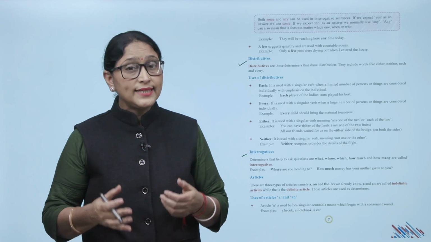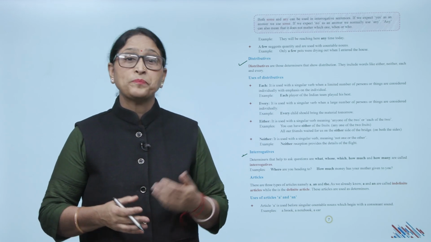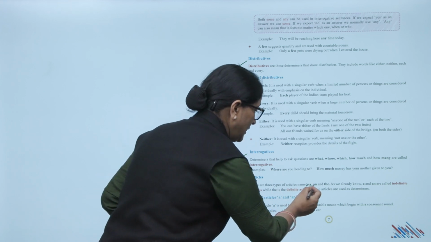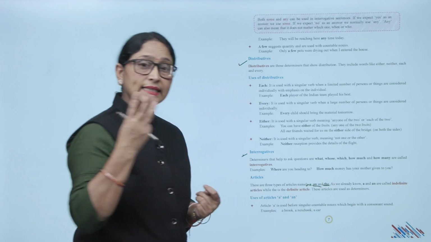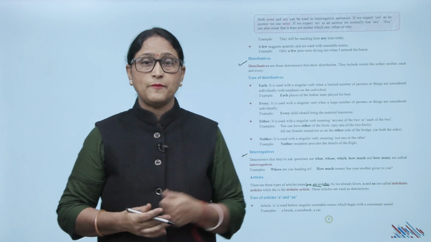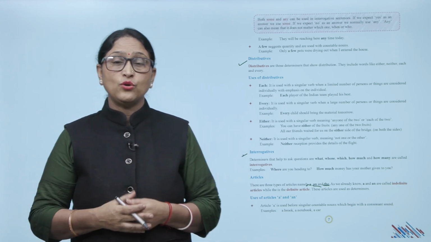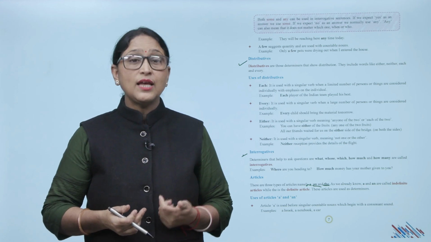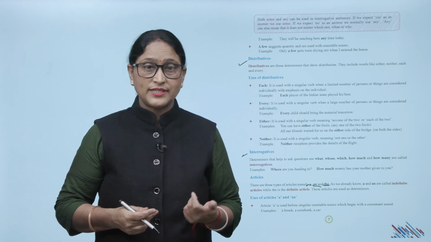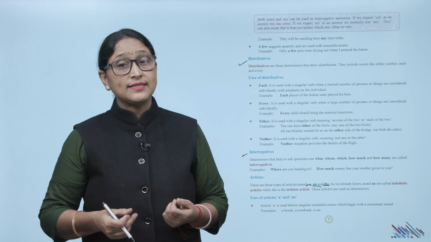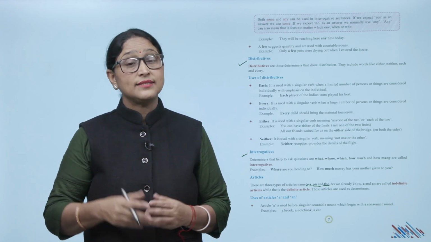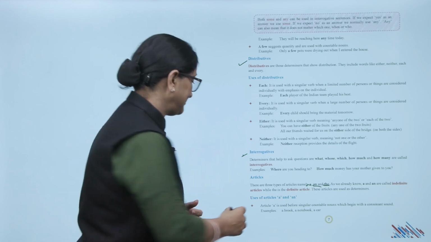Articles: there are three types of articles, namely a, an and the. A, an and the articles तीन तरह के हैं, a, an and the. As we already know, a and an are called indefinite articles while the is the definite article. These articles are used as determiners. Now use of articles a and an.